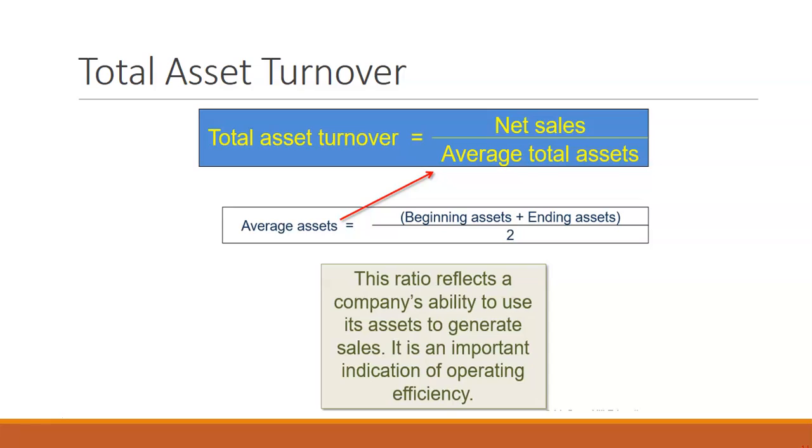Another ratio is total asset turnover. Total asset turnover is net sales divided by average total assets. Again, the average total assets is our beginning total assets plus our ending total assets divided by 2. This shows how well we use our assets to generate sales. This is a measure of operating efficiency.